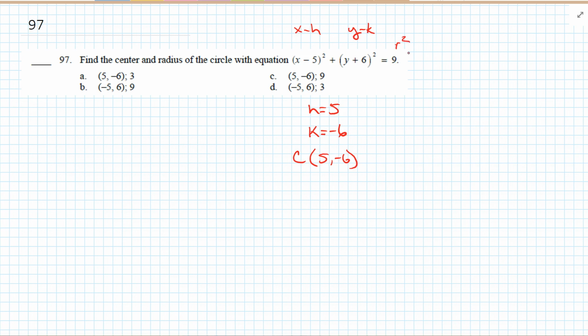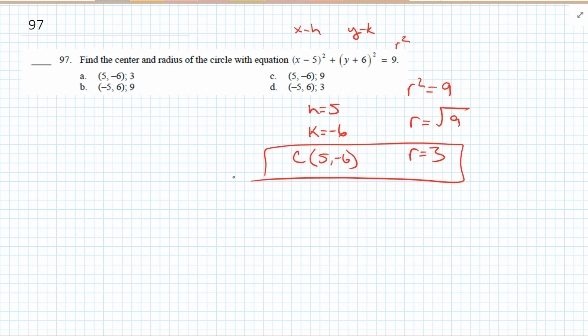This is, we know, r squared. So r squared equals 9. So r equals the square root of 9. So r equals 3. So the answer is D.